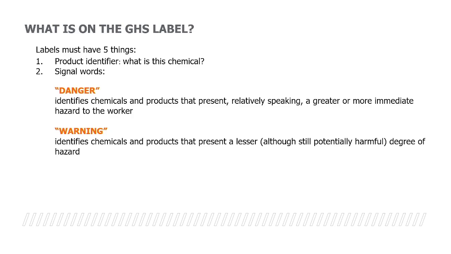Danger basically identifies chemicals and products that present, relatively speaking, a greater or more immediate hazard to the worker. In other words, it's going to be the bad stuff to work with. The warning identifies chemicals and products that present a lesser, although still potentially harmful, degree of hazard. So a warning is just a little bit less hazard than what a danger would be. Who puts this information on there? That comes directly from the chemical manufacturer for their particular products. They're the ones responsible for creating the labels for their particular products.